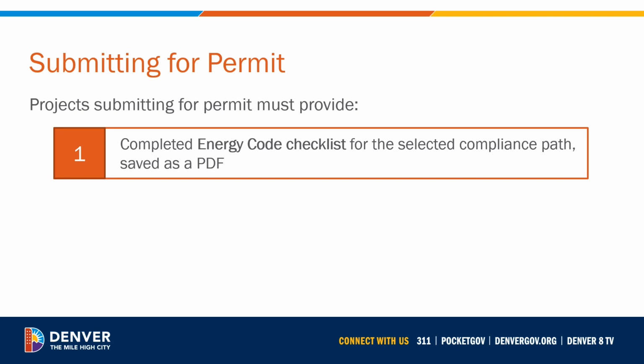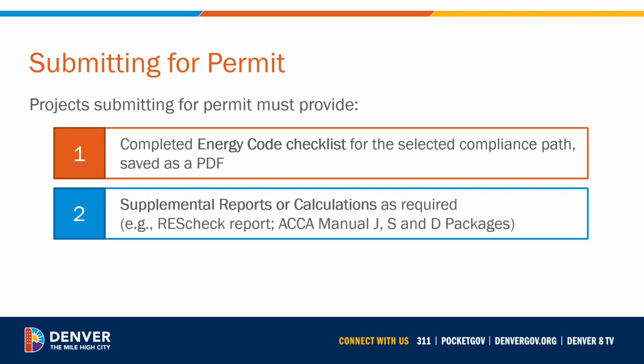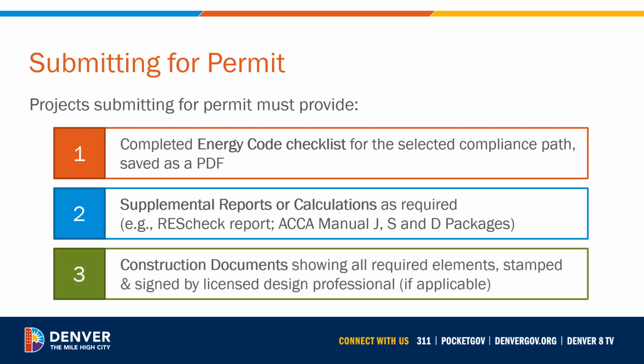Save and submit the checklist as a PDF. Provide copies of any supplemental reports or calculations indicated in the checklist. This may include a ResCheck report if following the Total UA Alternative prescriptive option, an energy modeling compliance report for the Total Building Performance or Energy Rating Index pathways, and ACCA Manual J, S, and D packages for new HVAC equipment and systems. Construction documents must show all required elements as outlined in the checklist and should be stamped and signed by a licensed design professional if applicable.